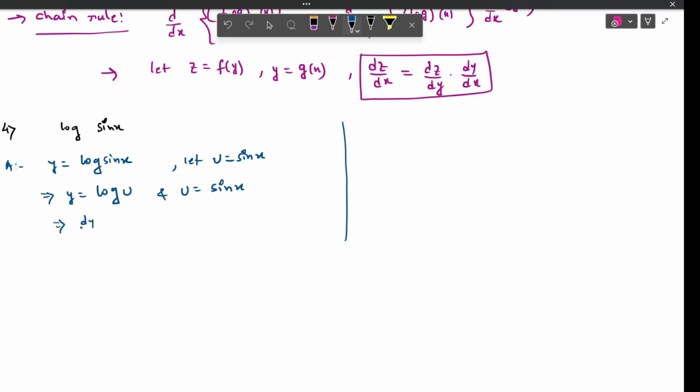Then dy by du, log u differentiates to 1 by u, and du by dx would be the differentiation of sin x, which is cos x. Now we want to find out dy by dx. That means dy by du multiplied by du by dx. This is a chain rule, right? So dy by du is 1 by u and du by dx is cos x. And what is u? U is sin x. So it would be cos x by sin x, that is cot x.